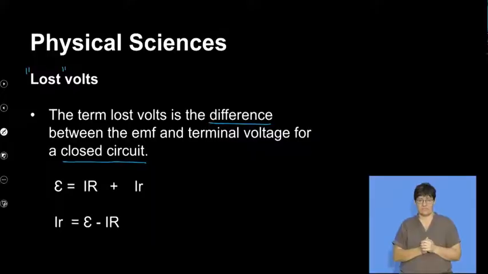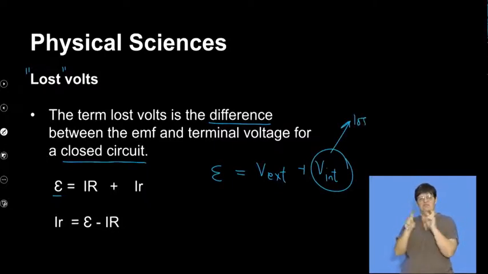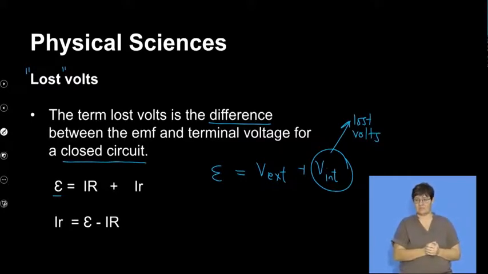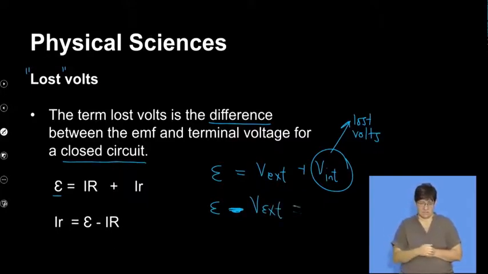We know that the EMF is the maximum energy per coulomb of charge that can be delivered by the battery. In other words, E equals V external plus V internal. This is the lost volts. So we'll use V lost and V internal interchangeably to refer to that difference between the EMF and V external. This gives us the lost volts. Take note of that.